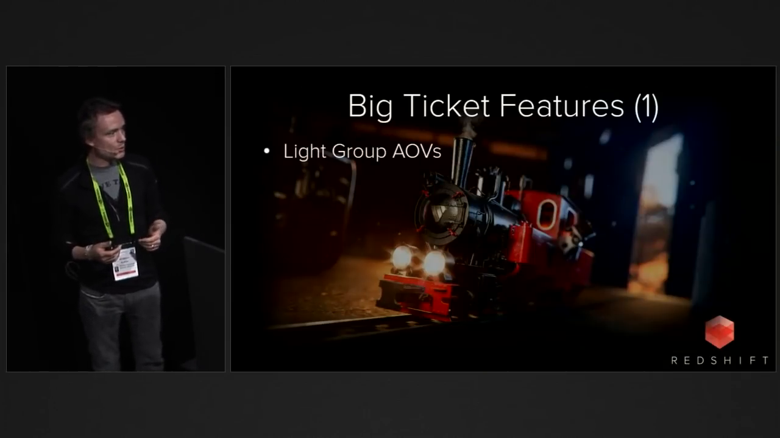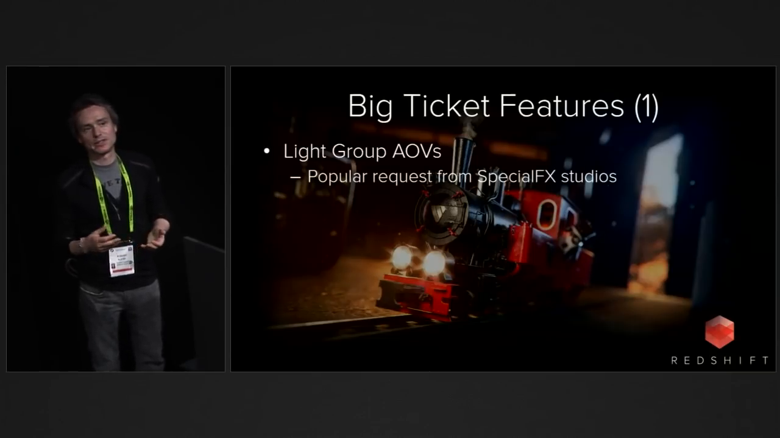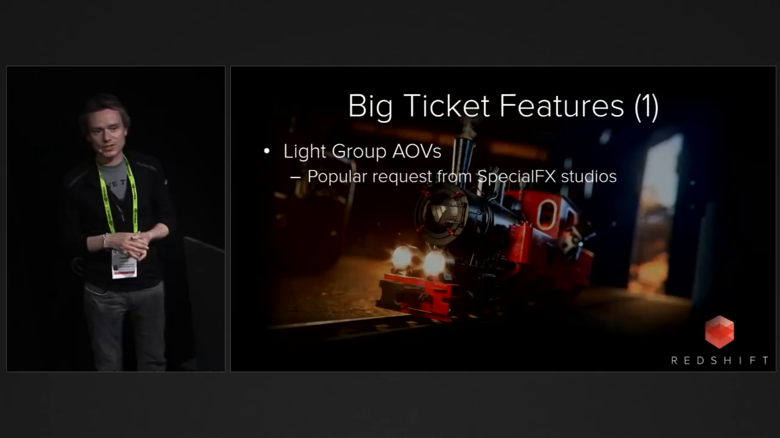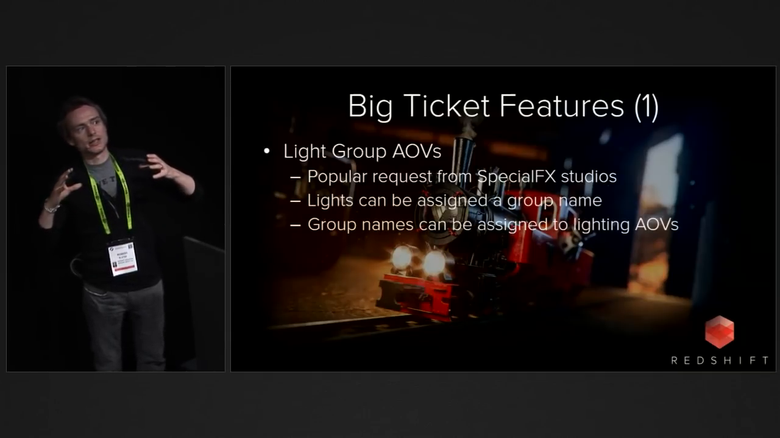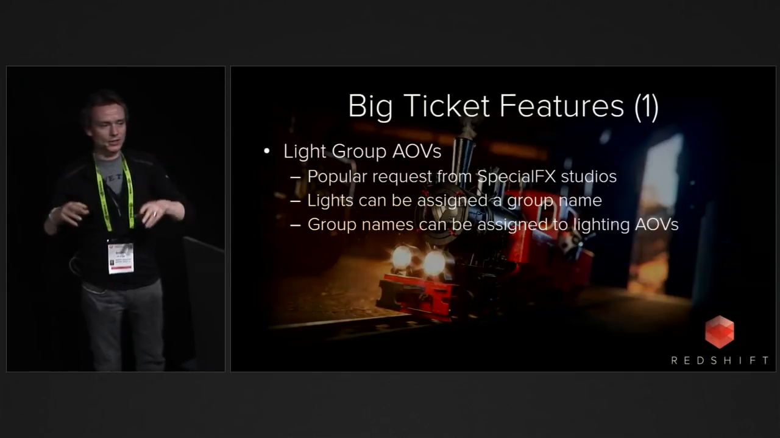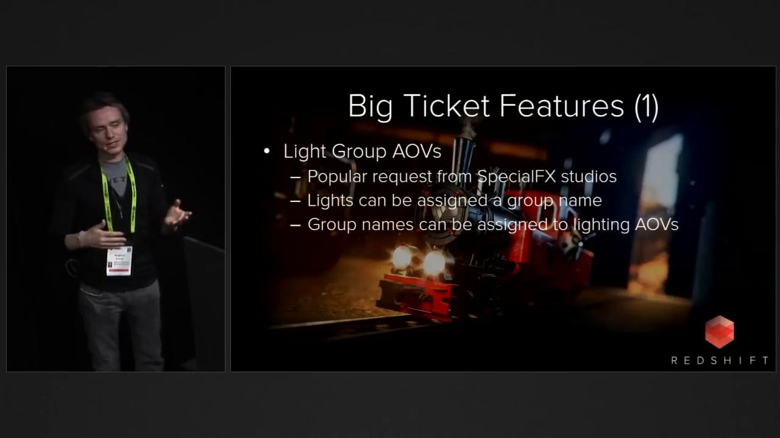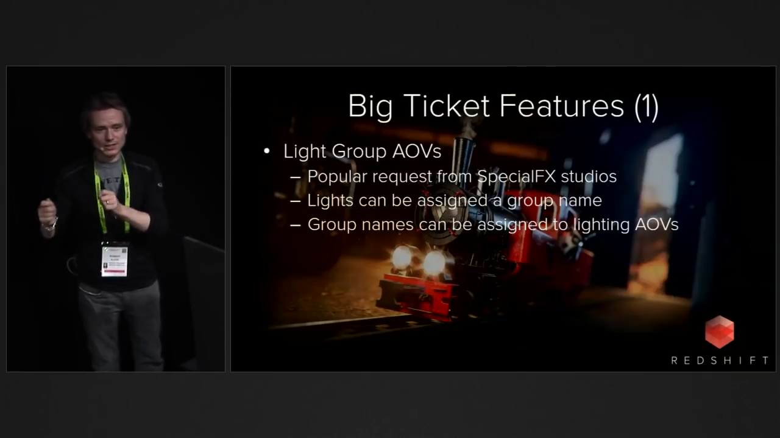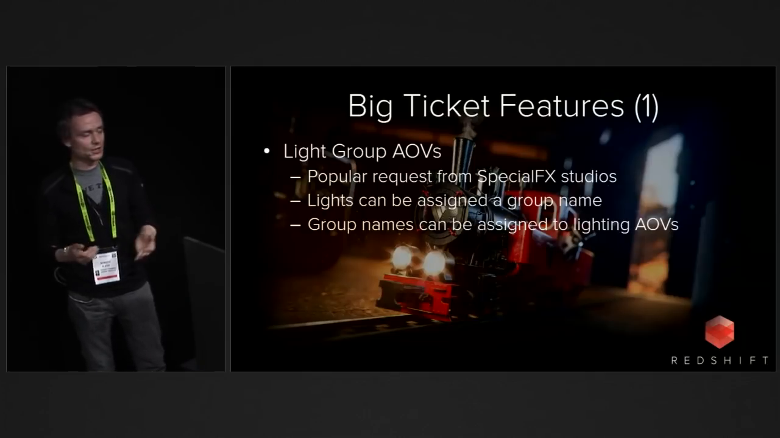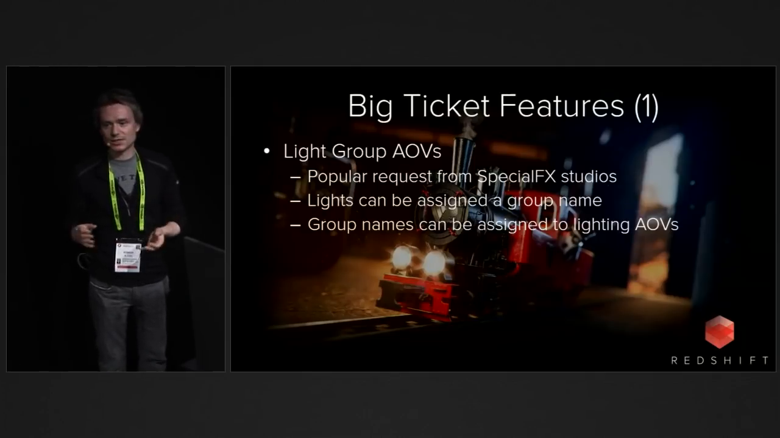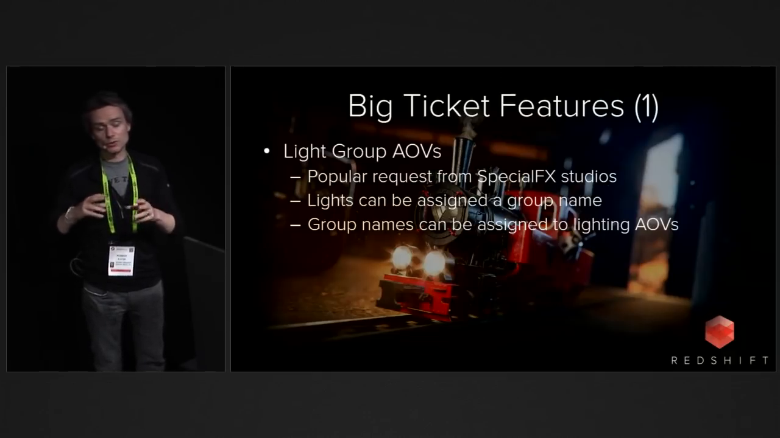This is a fairly big one this year: light group AOVs. A lot of special effects studios are asking for these. What they can do is separate all your different lighting contributions for different lights, and spit them out into AOV files. You can then take those AOV files and tweak the lighting in comp instead of re-rendering your scene, which of course is way faster than re-rendering your scene. It's really easy to set up in Redshift. The way you do it is that you invent light group names.